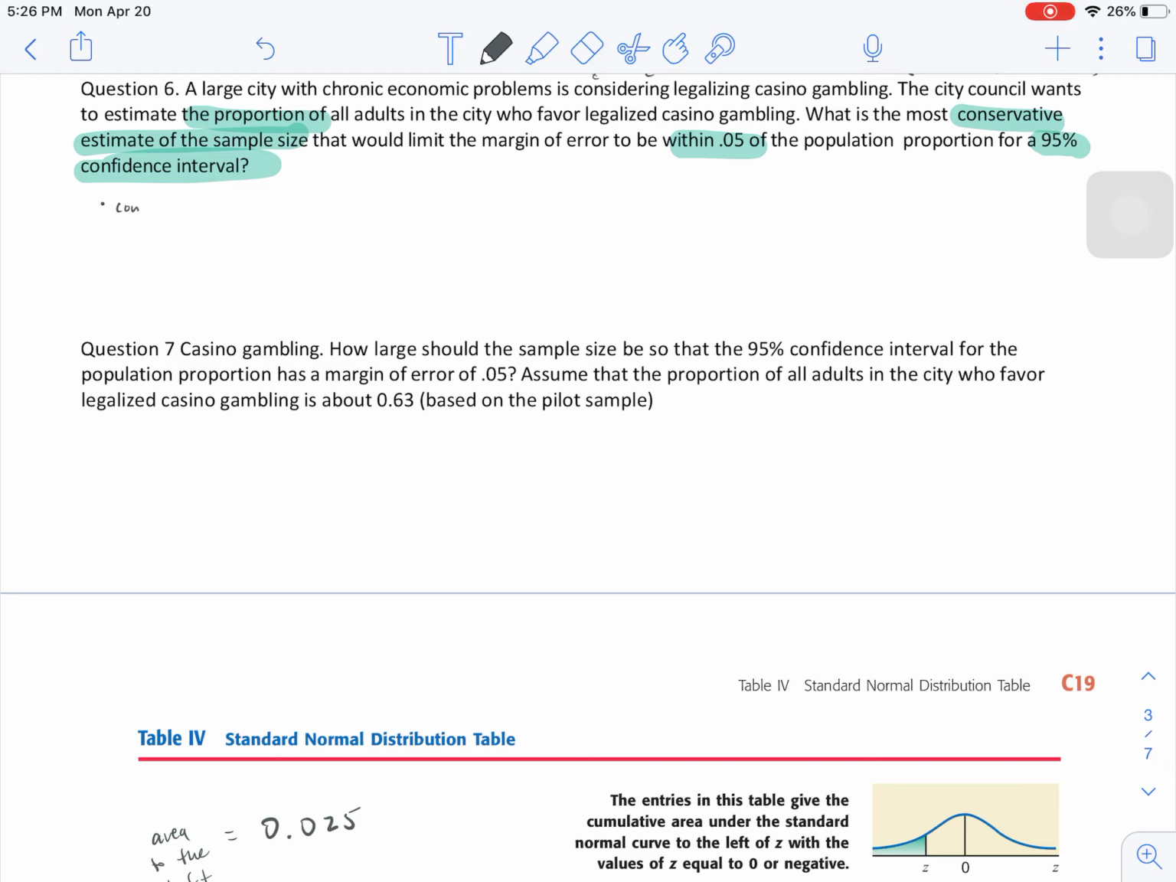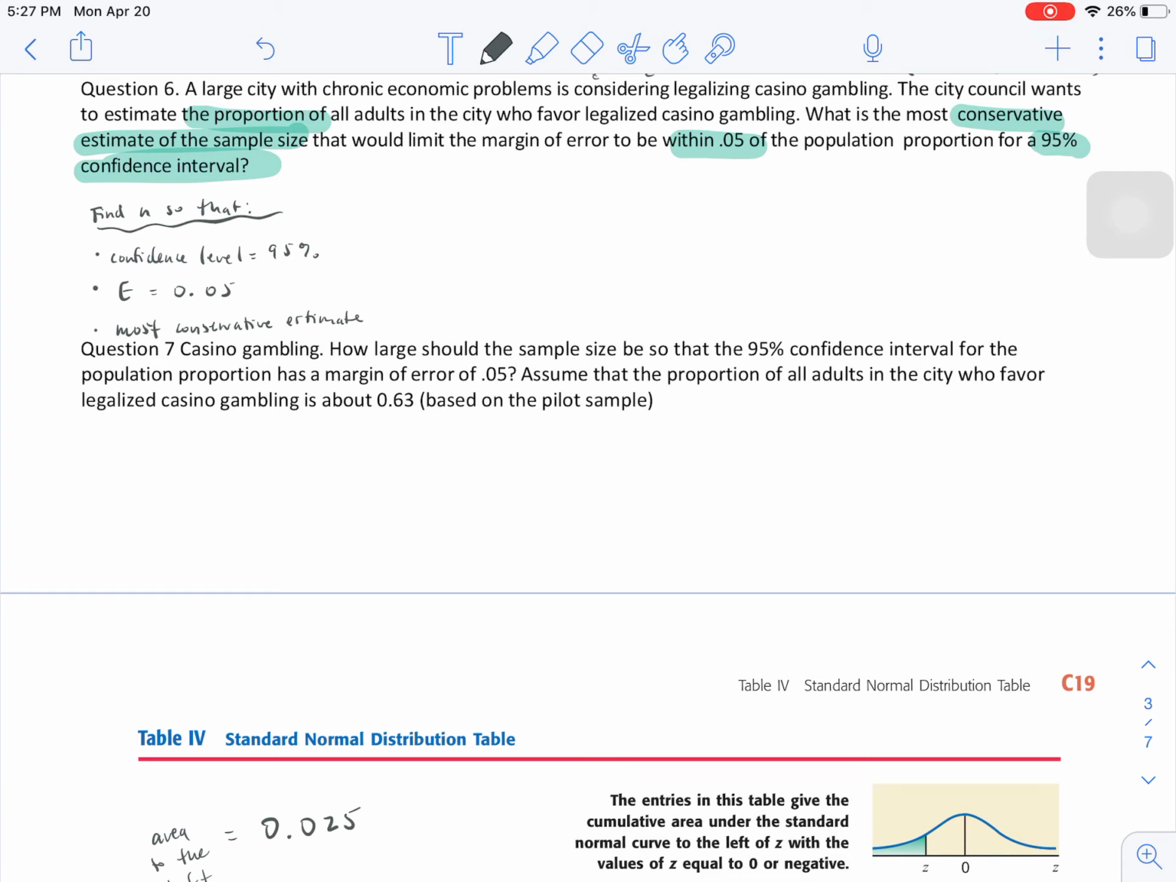So we know that our confidence level is 95%. We want to make a 95% confidence interval, and we want our margin of error to be 0.05. And we want the most conservative estimate of the sample size, so we want to find n so that all of these things are true.